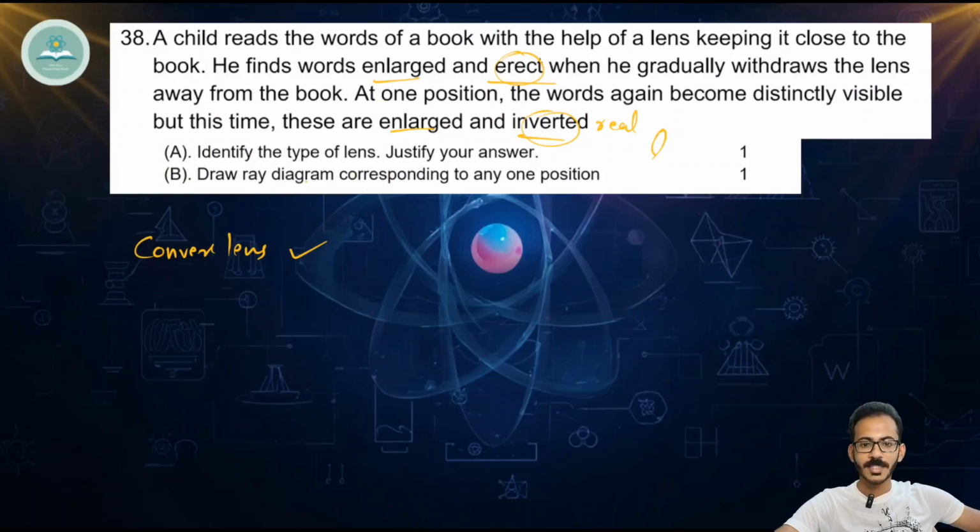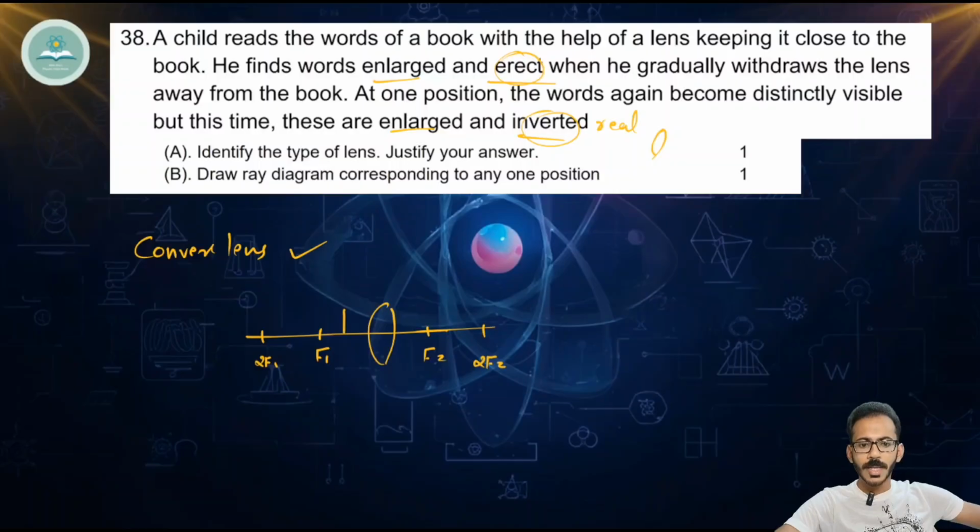Next one is draw ray diagram corresponding to any one position. So in this question they have told two different positions. First one was he kept the lens very much near to the book and he saw an enlarged and erect image. So let's draw that one, or else we can keep the object anywhere on the principal axis and we can get an image. Let's draw any one of it. So as we did earlier, now this is F1, this is 2F1. Here also we have F2 and 2F2.